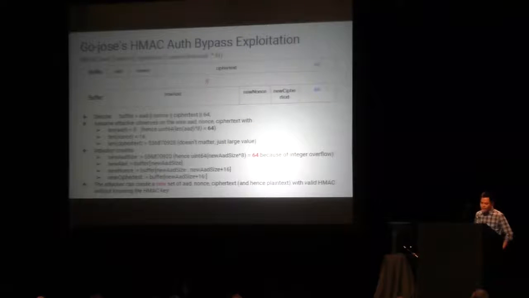So assuming an attacker observes some 16-byte AAD, some nonce, and then some large ciphertext, what the attacker can do is create a new AAD where, if you pay attention, because the AAD size is too big, when you multiply by 8, it will be 64 because of integer overflow. So basically, the main idea is the attacker has created a new AAD, new nonce, new ciphertext, and then the HMAC is the same. So basically, causing HMAC authentication bypass.